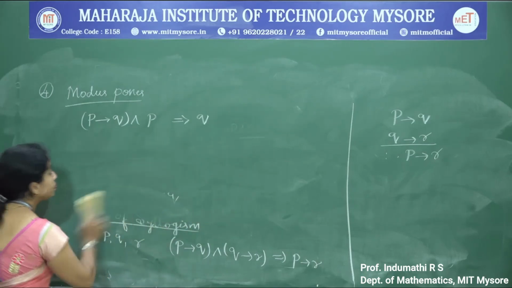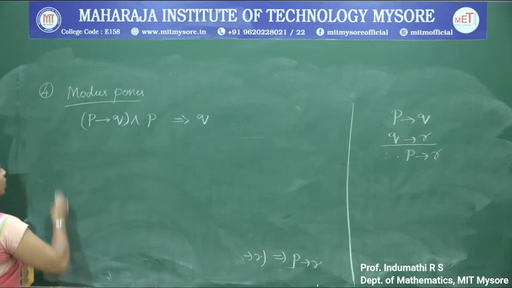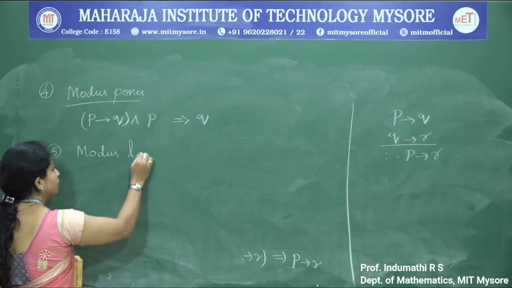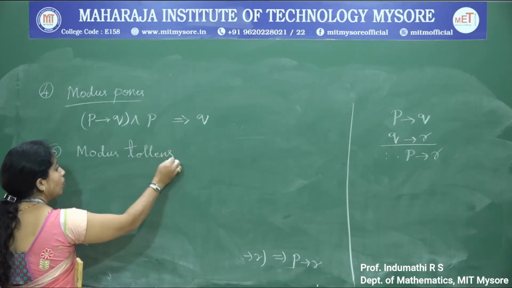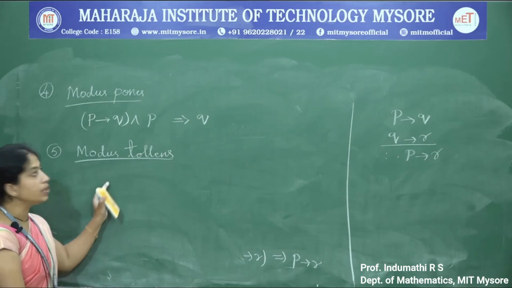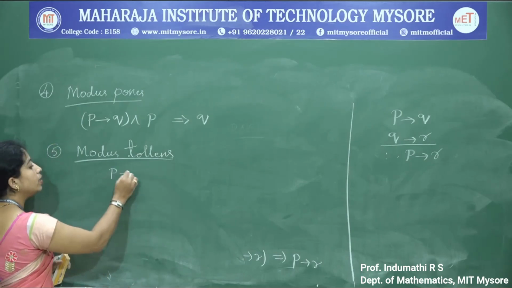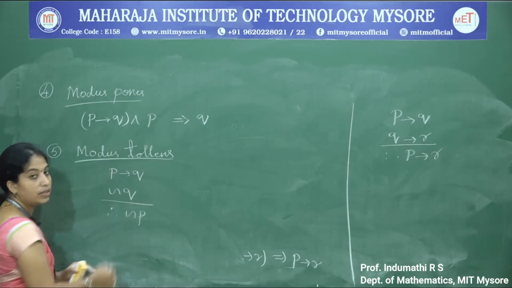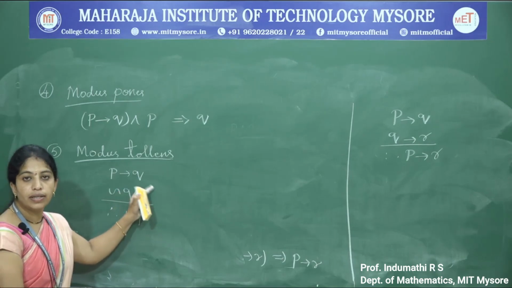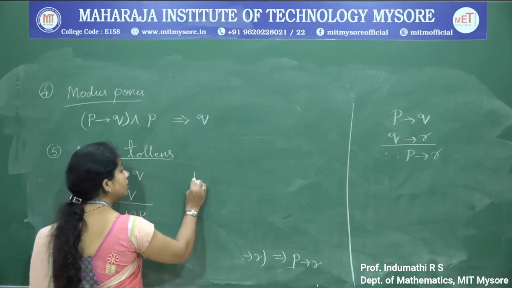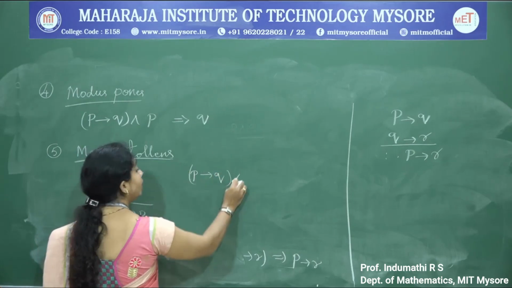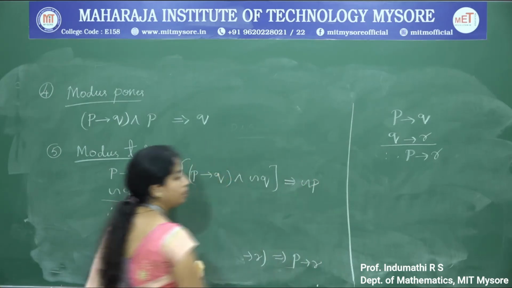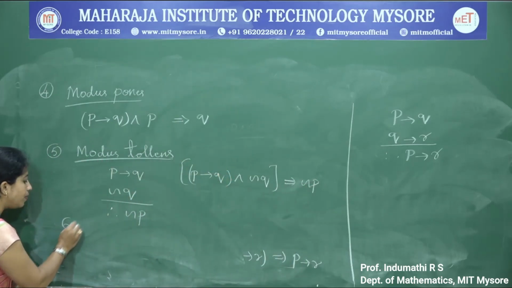The fifth rule is modus tollens. For any two propositions P and Q, if P conditional Q is true and Q is false, then P is false. This is the tabular representation. How to write in terms of compound proposition? That is P conditional Q is true and Q is false, then P is false.